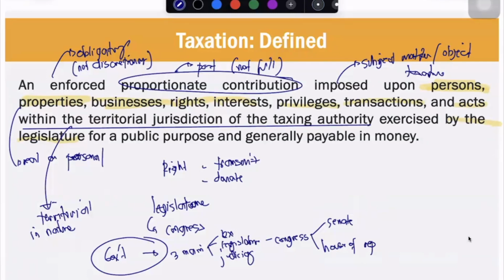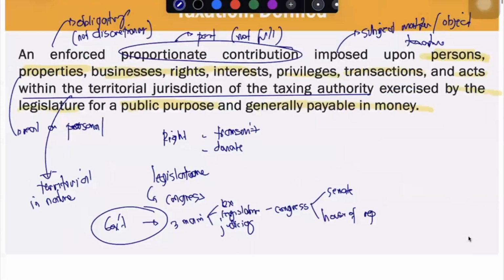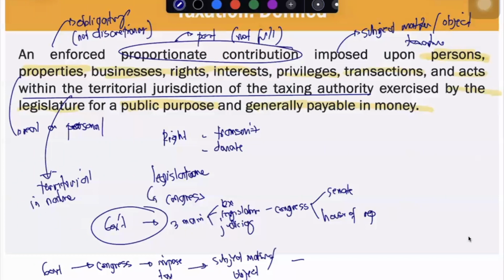And normally, we use that particular item which we enforce for public purpose. And to pay that, it is generally payable in money. So how do we define taxation? We have here your government. Your government through Congress will impose tax on different subject matters or objects of taxation. For what? Particularly for public purpose. And how is it paid? It is paid through money.